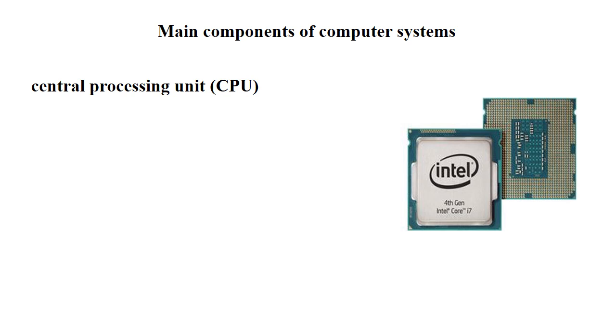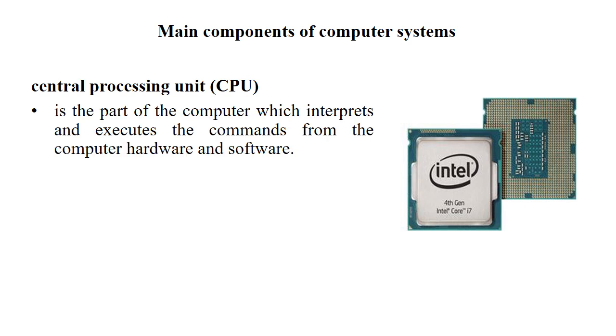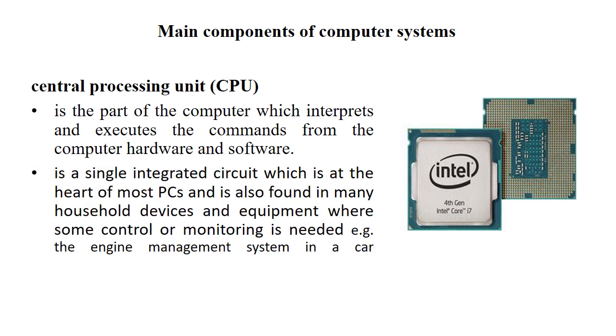The other component that we are going to look at is called the central processing unit, which is depicted in the picture. So this is the central processing unit, the CPU. The CPU is the part of the computer which interprets and executes the commands from the computer hardware and software. It is a single integrated circuit which is at the heart of most personal computers, PCs, and it is also found in many household devices and equipment where some controls or monitoring is needed, e.g. the engine management system in a car.